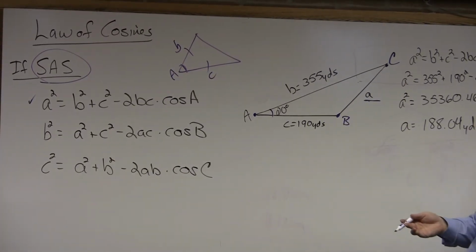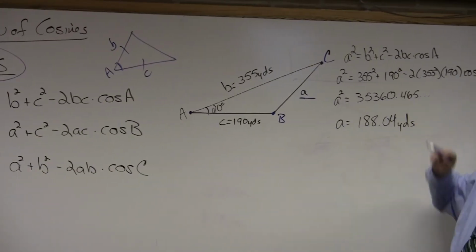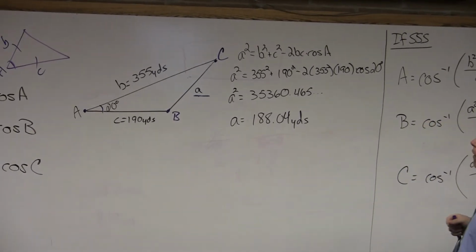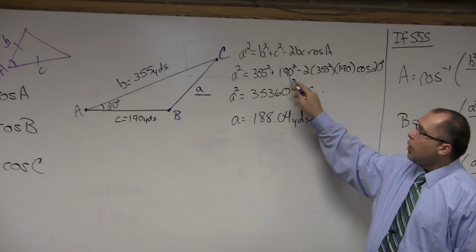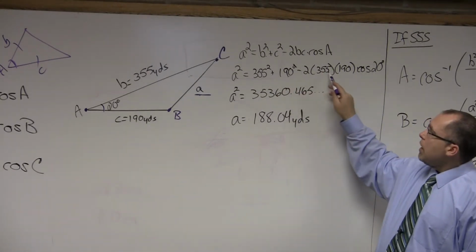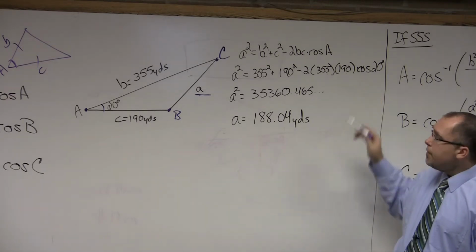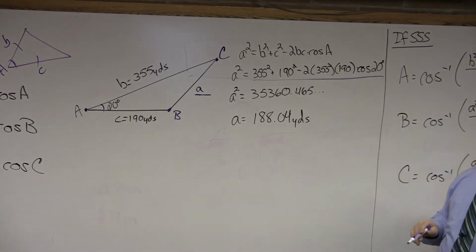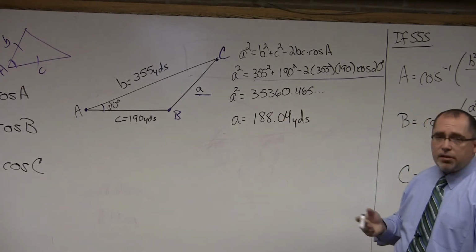So we're going to use the formula set to solve for side A, which would be A squared equals B squared plus C squared minus 2BC times the cosine of angle A. So we substitute in. A squared equals 355 squared plus 190 squared minus 2 times 355 times 190 times the cosine of 20 degrees. Type all that in the calculator as you see it, and you'll be fine. You should end up with 35,360 and change.